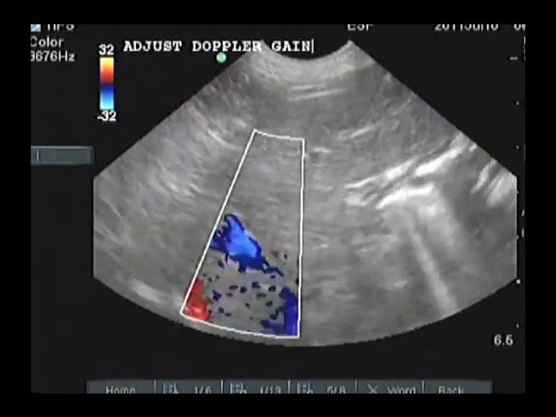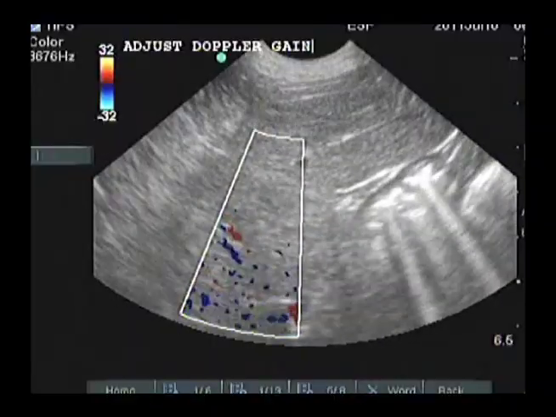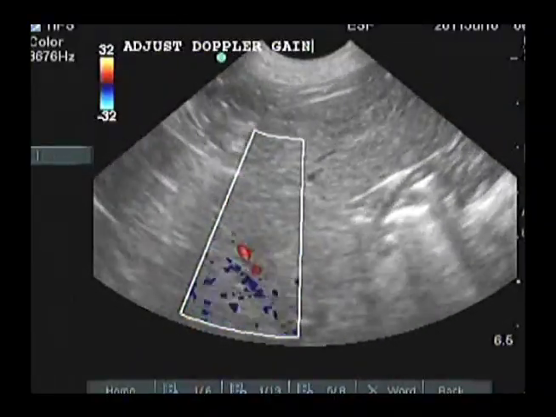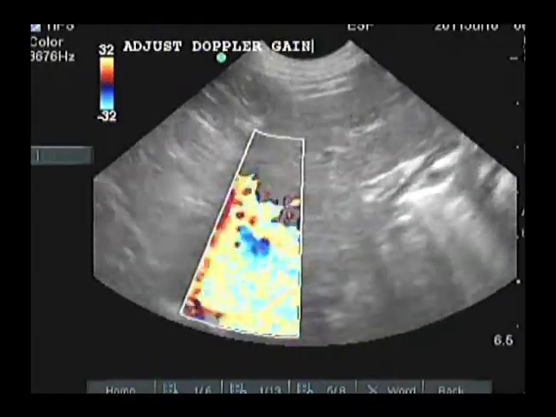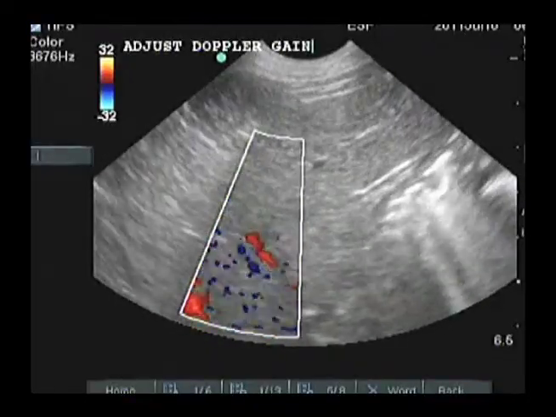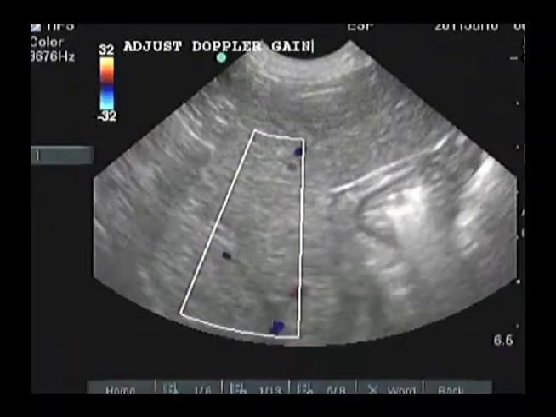Most ultrasound machines have a knob or toggle that allows you to increase or decrease Doppler gain. When gain is too high, color speckling occurs in fluid and tissue areas. The speckling will disappear when Doppler gain is decreased.